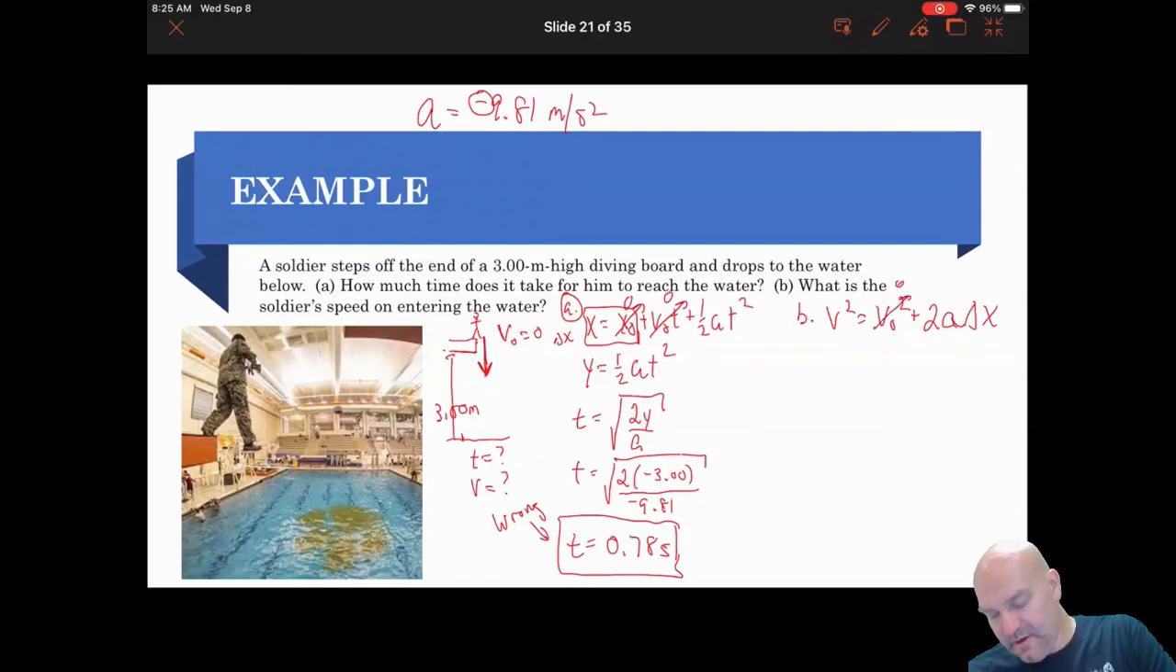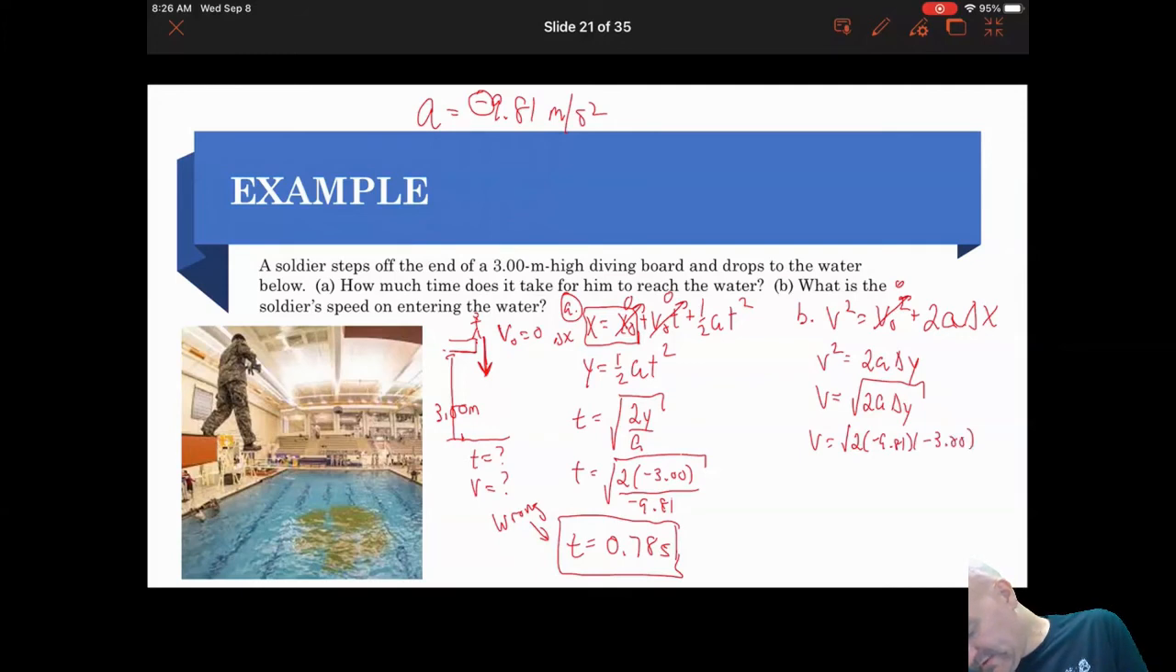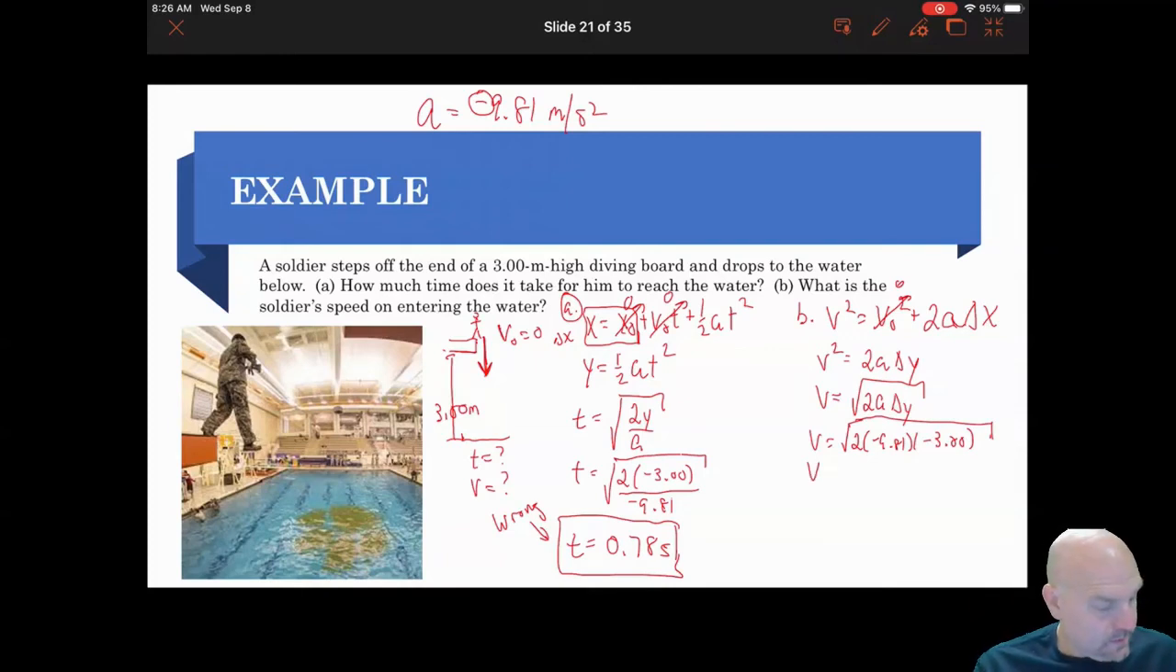So there's one equation that doesn't have time in it. Again, the initial velocity will be 0. And so we say v squared equals 2a, and now we're going to change that x to a y. And this is the one step that students will forget, is to take the square root of this number. So we would say v equals the square root of 2 times negative 9.81 times negative 3.00. And so our velocity will be 2 times 9.81 times 3, square root, answer.